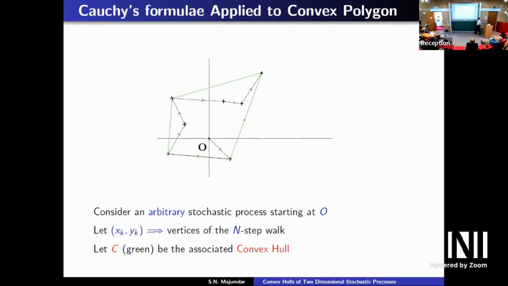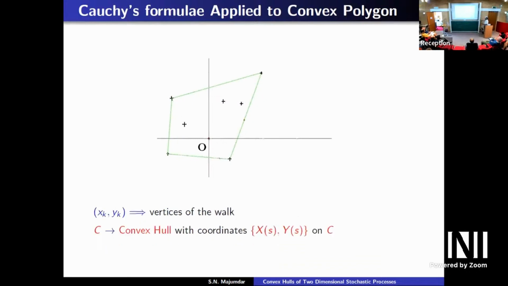The idea is essentially very simple. You can take any stochastic process in 2D, let's say starting at the origin. Okay. I'm just drawing it like a random walk, but it can be any process. And suppose that little xk, yk are the vertices of this, let's say, random walk. Given this trajectory, I have to draw the convex hull, which is shown by this green dotted line. And so Cauchy's formula, I can then apply to this convex hull, the green curve.